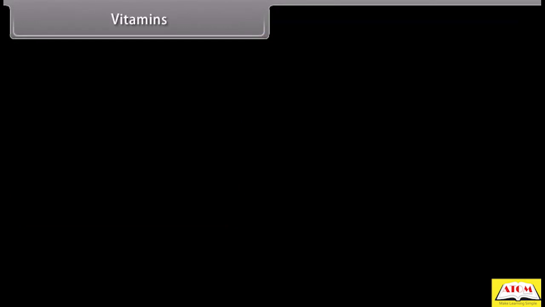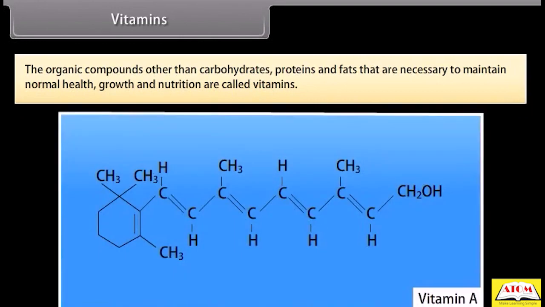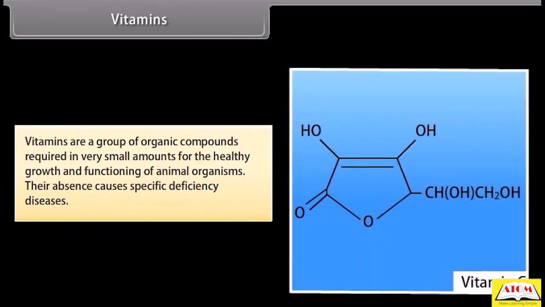Vitamins. The organic compounds other than carbohydrates, proteins and fats that are necessary to maintain normal health, growth and nutrition are called vitamins. Vitamins are a group of organic compounds required in very small amounts for the healthy growth and functioning of animal organisms. Their absence causes specific deficiency diseases.